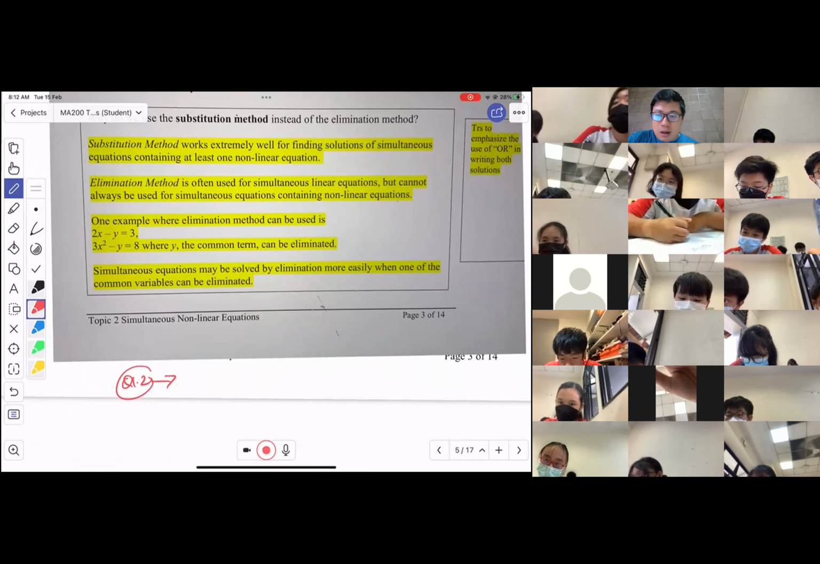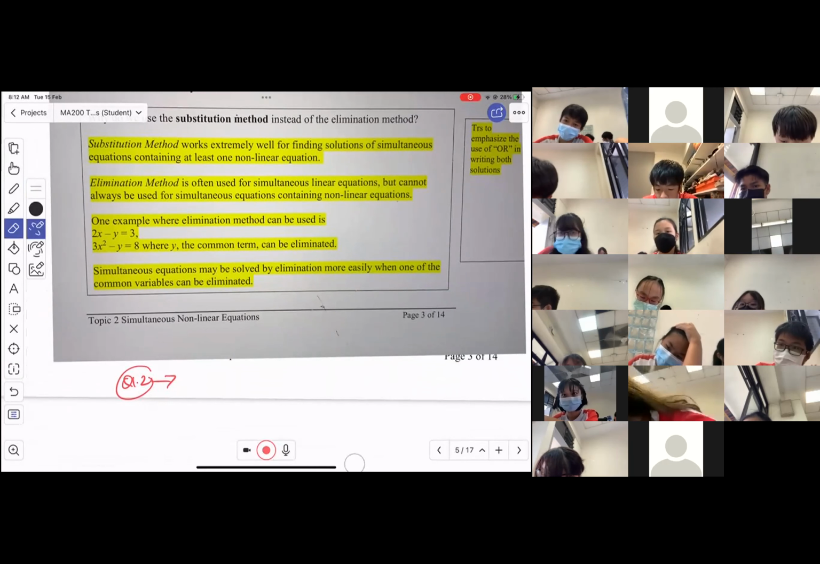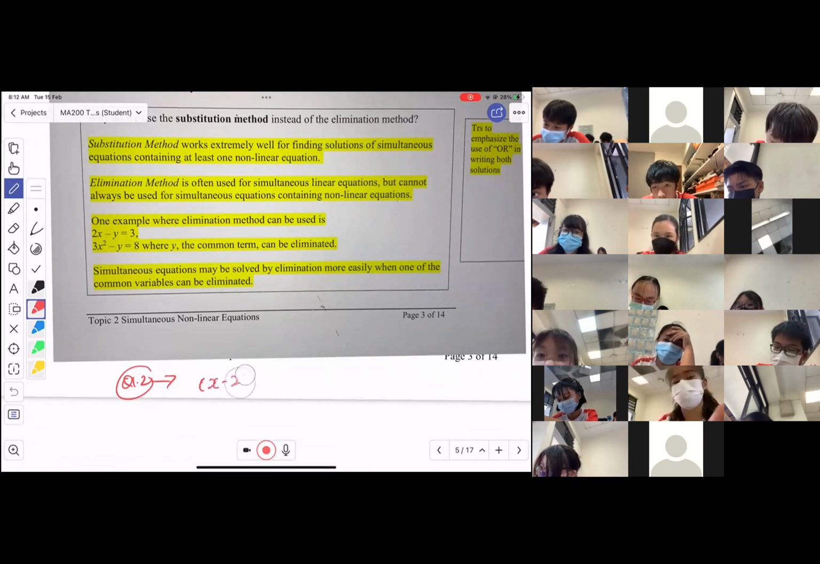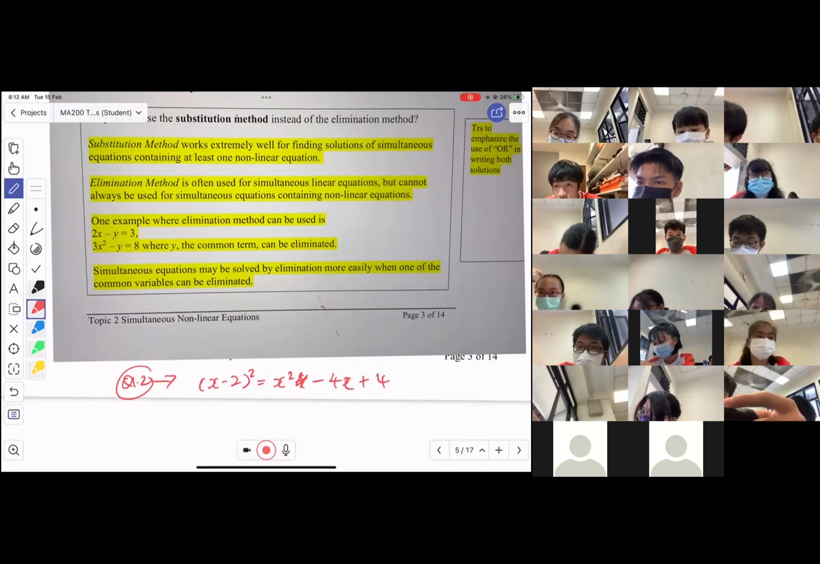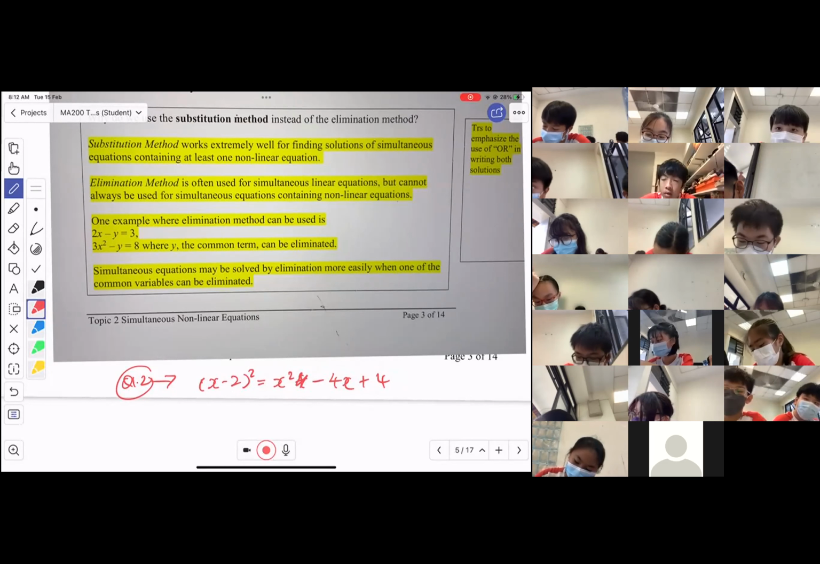Where is that boy? Let me find you. Okay, good. You're looking at the camera. So x square, line number 4, x minus 2 square, it should be x square plus x square minus 4x plus 4. Minus, plus 4. So you use... The answer is 1 or -9/5.